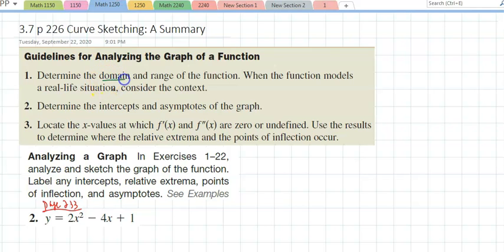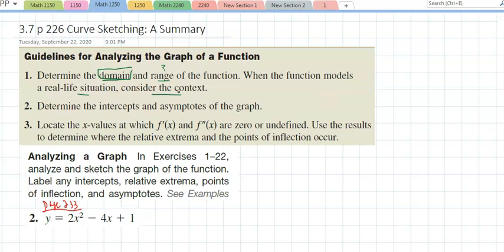Determine the domain. The range is a bit iffy to figure out unless it's something simple like a radical or absolute value, then you know y is always positive, but domain is the key. Range is dependent. When the function models a real life situation, make sure you consider the context.